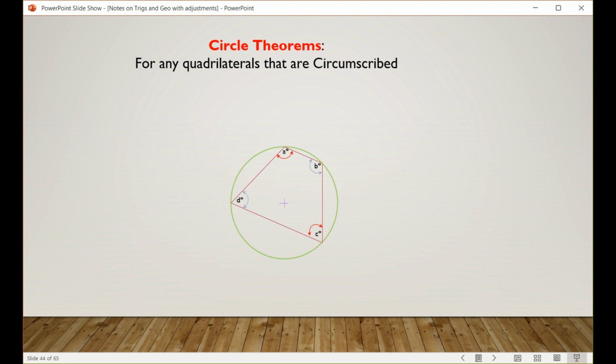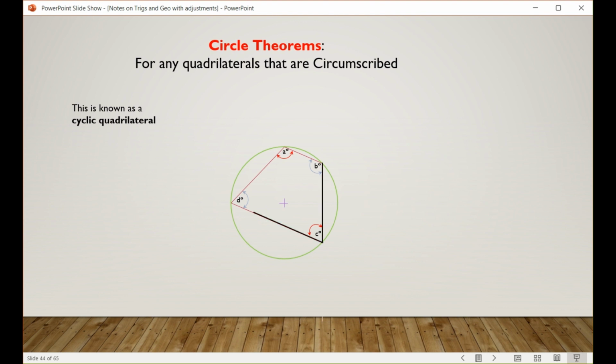So now that we have A, B, C, D, let's see if we can get a relationship to connect them. Since the 4 corners of the quadrilateral fit within the circle, it's a special quadrilateral. It's called a cyclic quadrilateral. Not all quadrilaterals can be cyclic, but let's use this particular case.